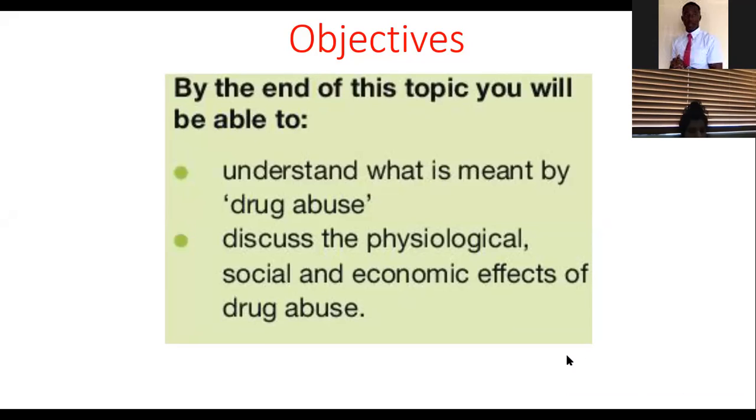All right, so basically, our objectives for today's lesson, what we want to do by the end of this topic, we want to be able to understand what is meant by drug abuse, discuss the psychological and socioeconomic effects of drug abuse, and we want to know what a drug is also, right? Now, let's move on.